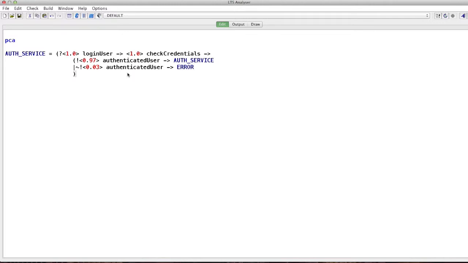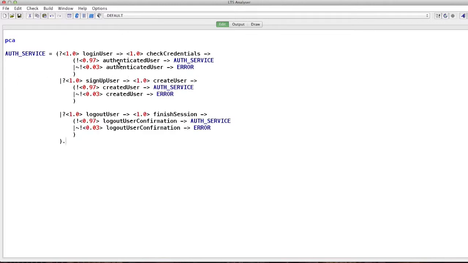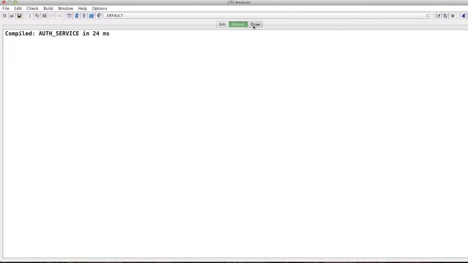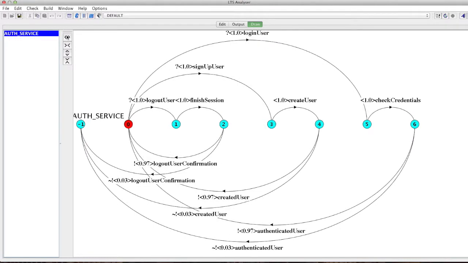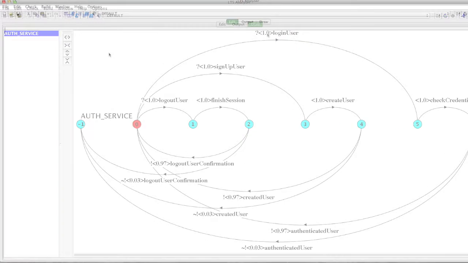We can now compile the PFSP specification to a PCA model and draw its graphical representation. For instance, we can observe that all the transitions labeled with failure actions lead to the error state.